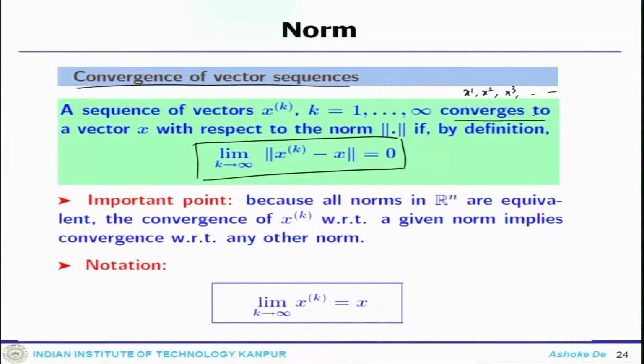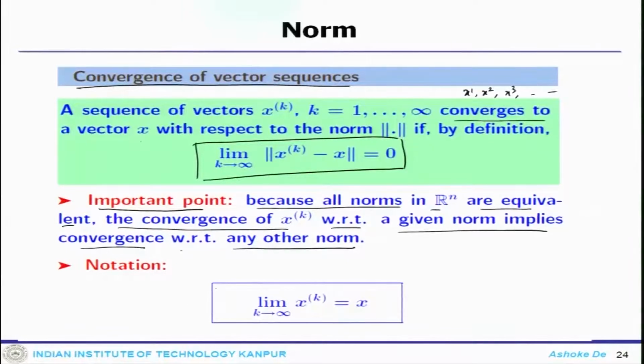Now, the important point here is that because all norms in Rn are equivalent, the convergence of xk with respect to a given norm implies convergence with respect to any other norm.